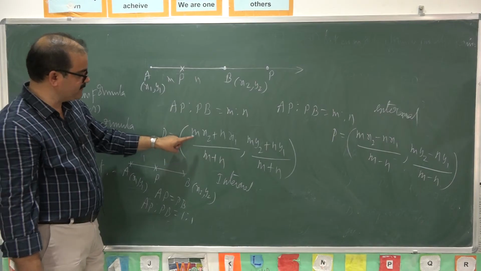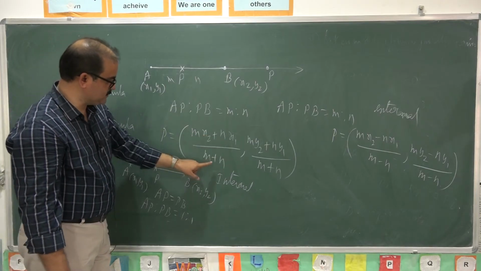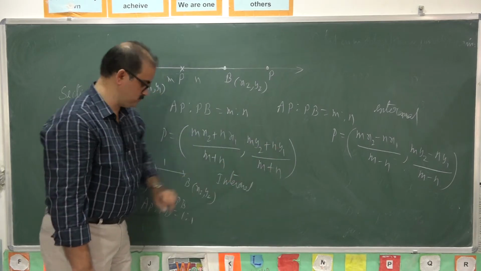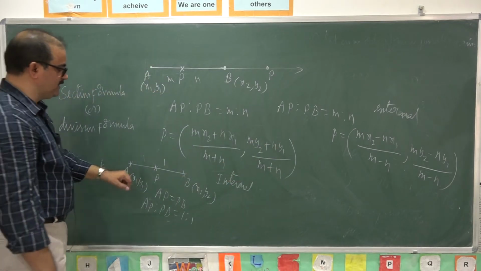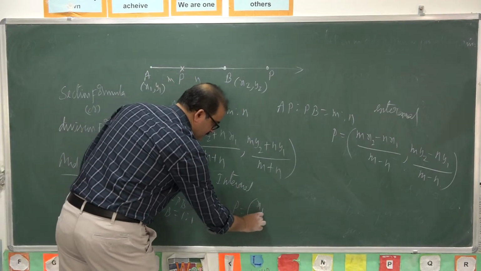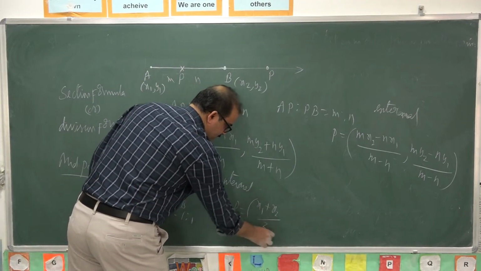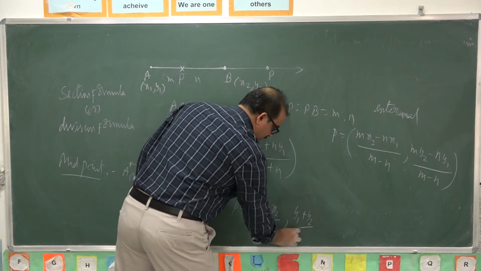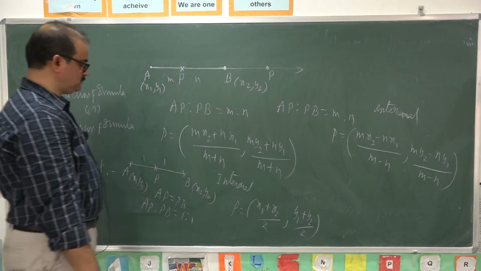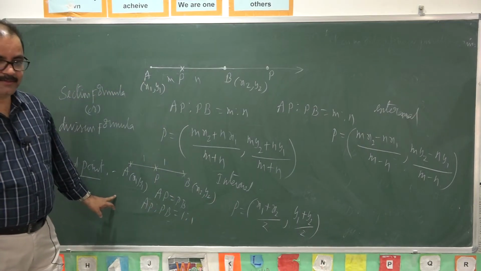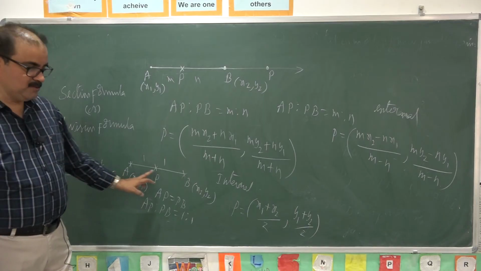Then what we get? (x2 plus x1) by 2, (y2 plus y1) by 2. Therefore, the coordinates of the midpoint are P is equal to (x1 plus x2) by 2 and (y1 plus y2) by 2. These are called coordinates of the midpoint of A and B.